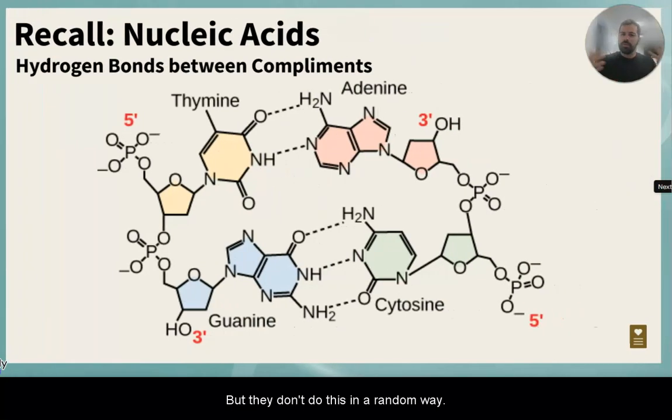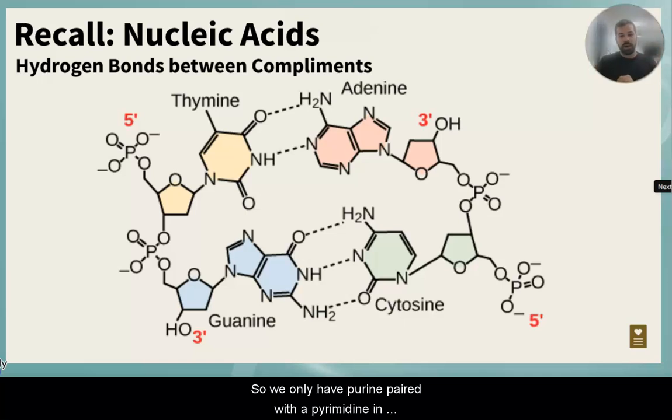But they don't do this in a random way. So adenine always pairs with thymine, cytosine with guanine. Of course, adenine does pair with uracil when we're talking RNA, but what it comes down to are two things. So it's the structure, the size of the molecule.